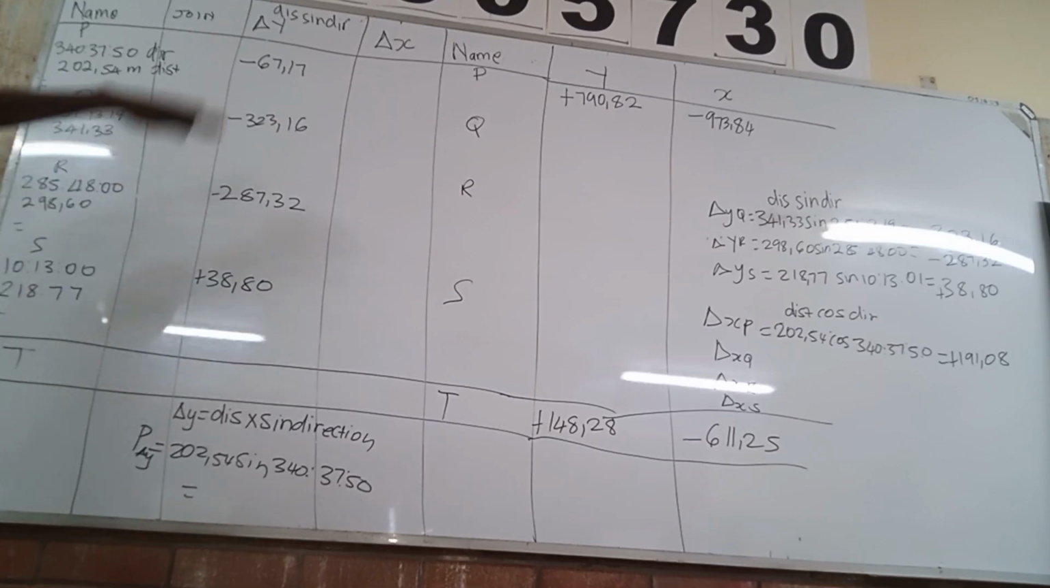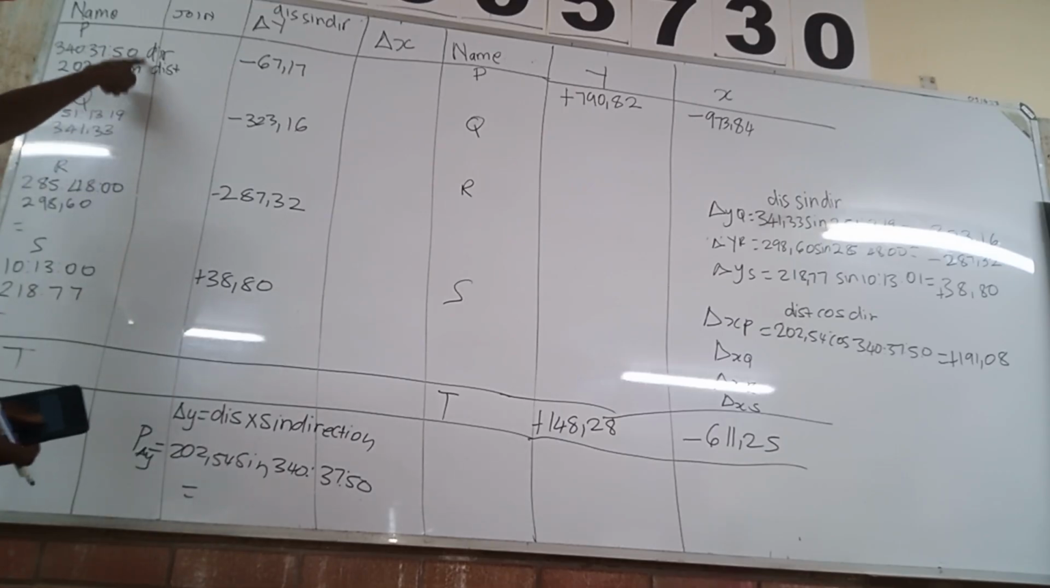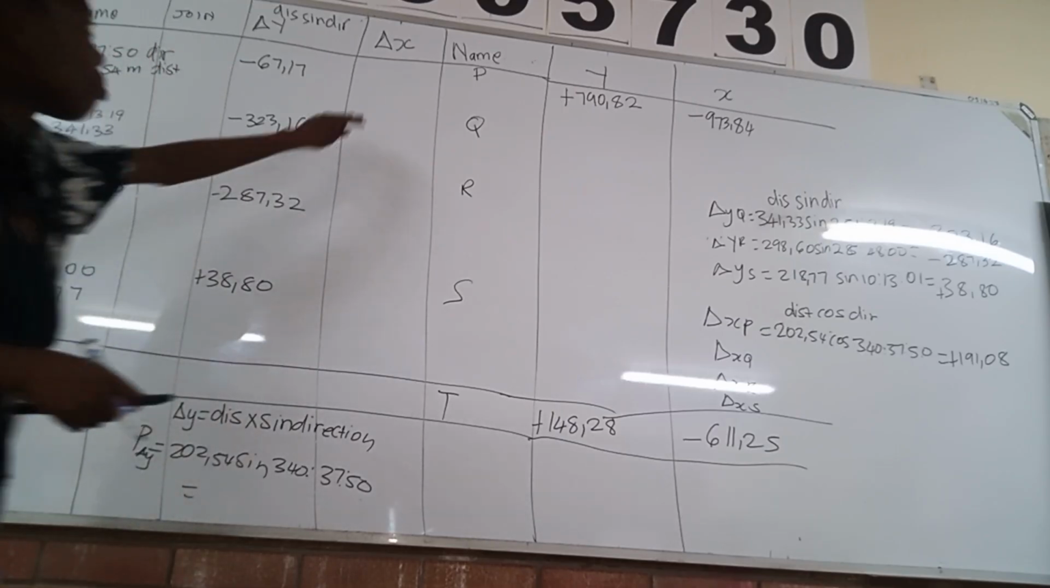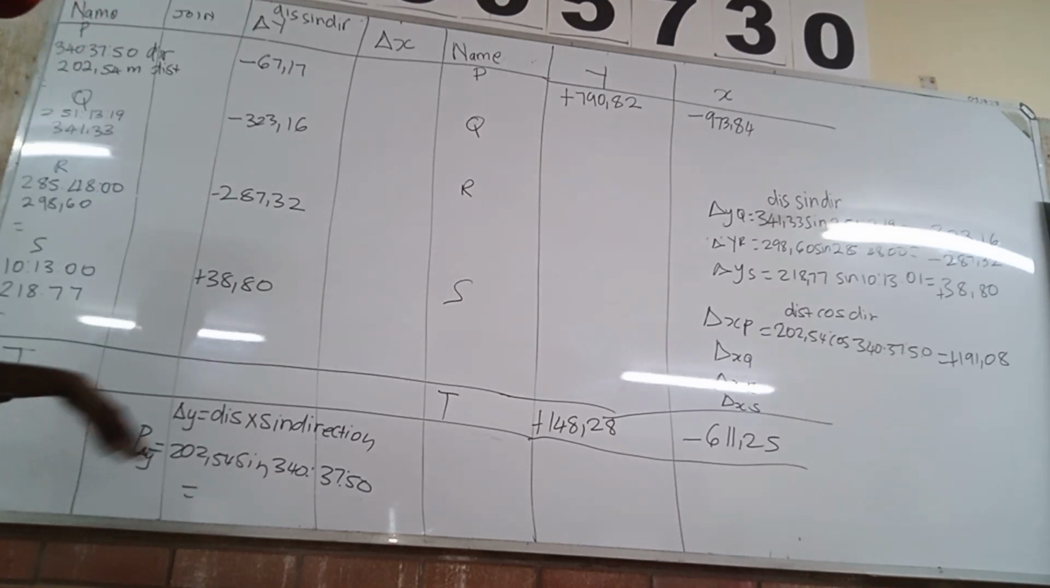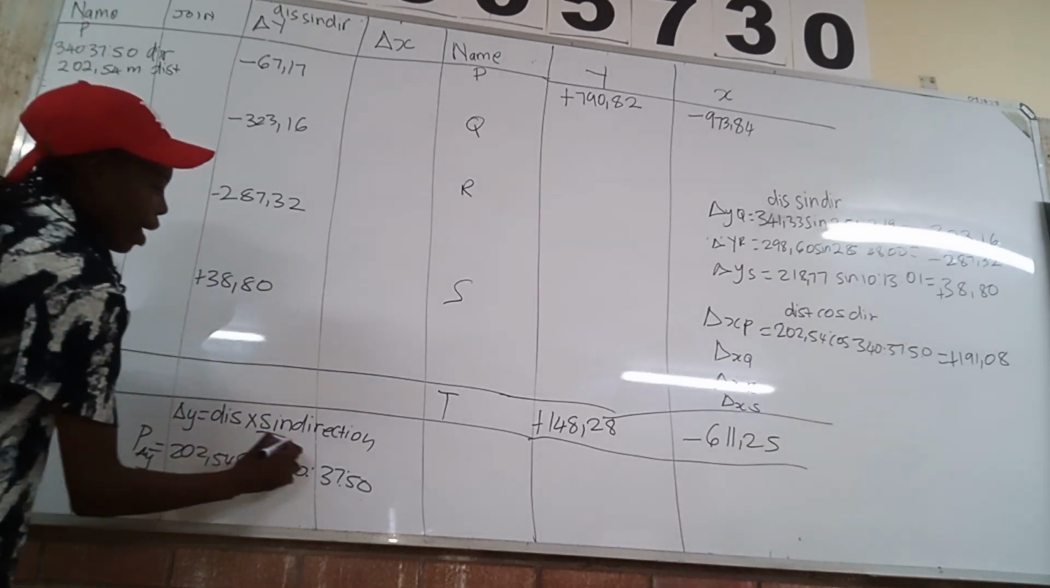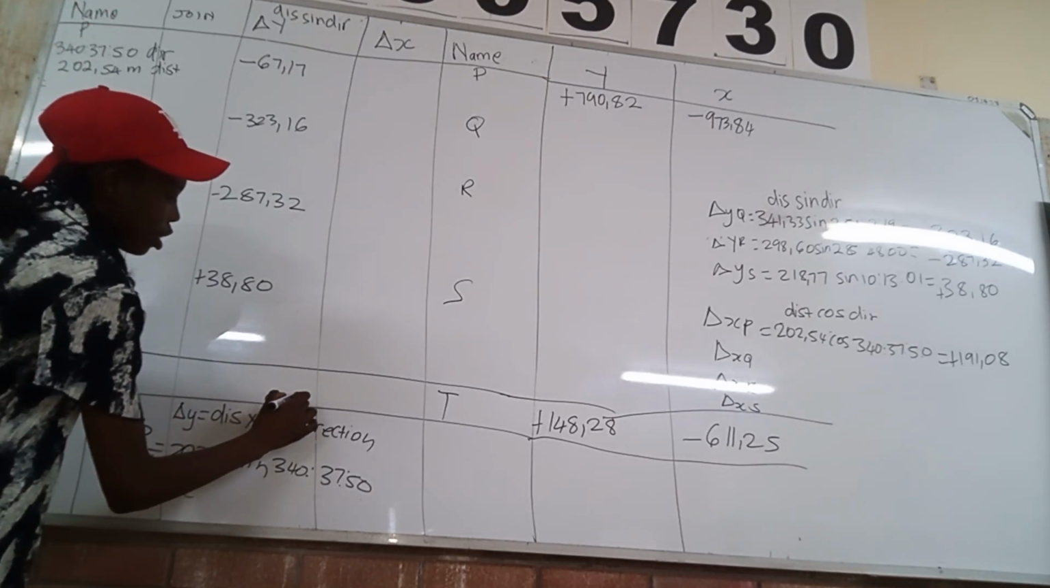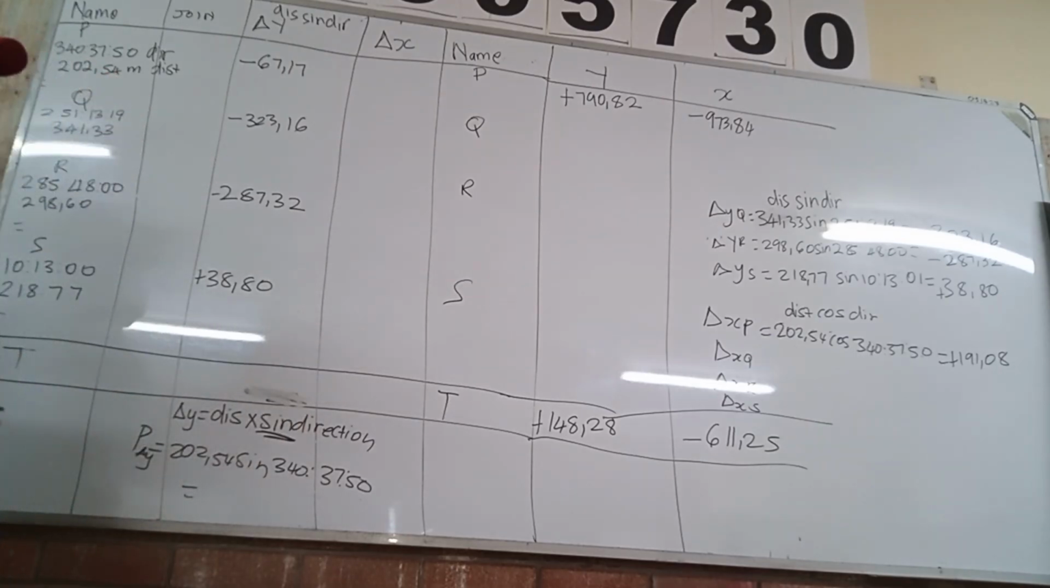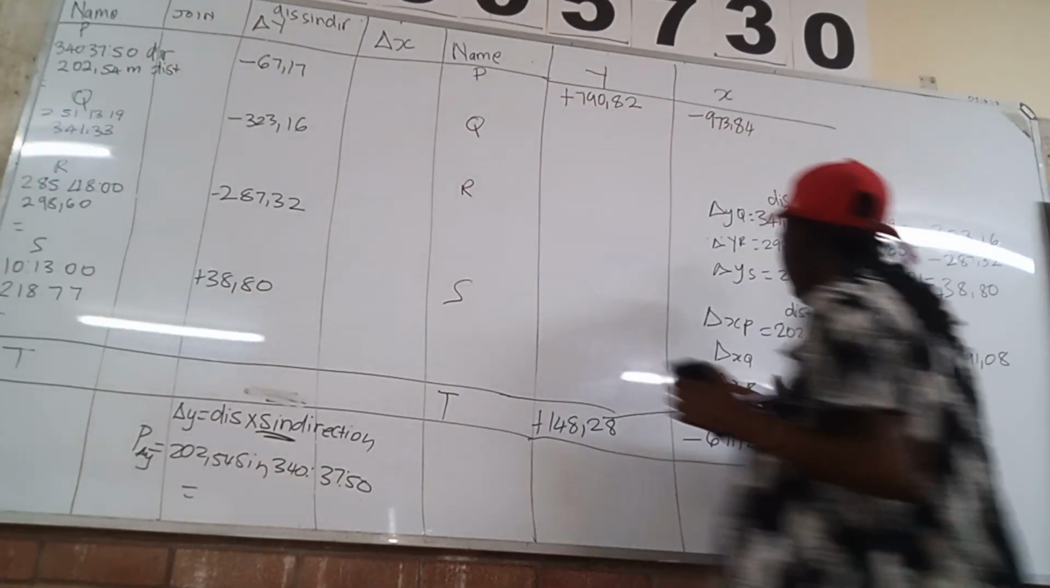So the same formula applies: distance, sine, direction, for each traverse. Okay, now let us move to change in x. Change in x is the same formula except here you replace sine with cos when you want the change in x.